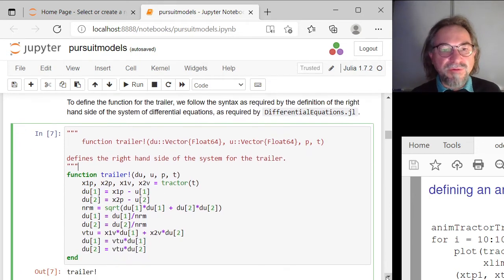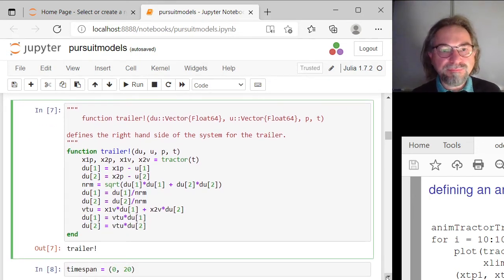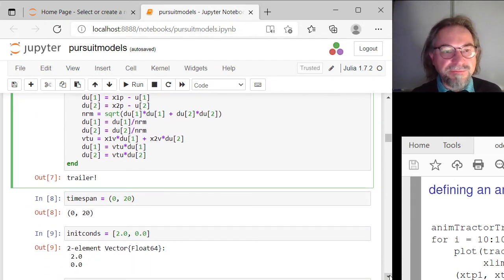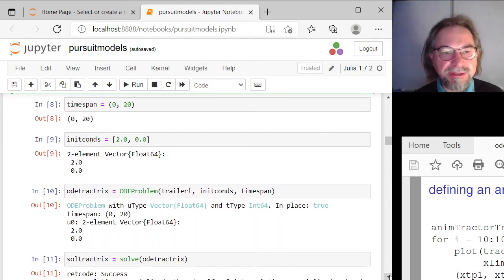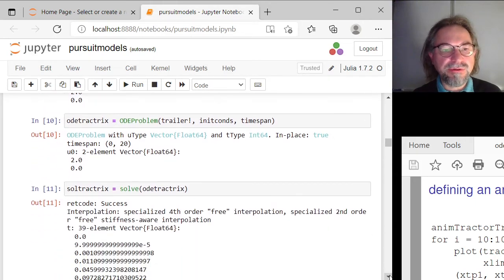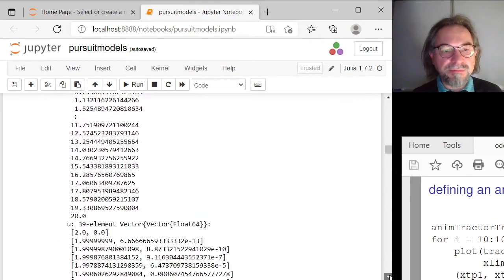Okay, then we have the function of the trailer. The documentation specifies the types, the function definition doesn't, an omission that I will try to fix later. So again, we define the function here. I'm a little bit more confident, I didn't test it. But the test actually comes already when you define the ODE problem. You see the confirmation of the time span and the initial conditions. So we start at 2, 0. Then we solve the problem and we get a success.